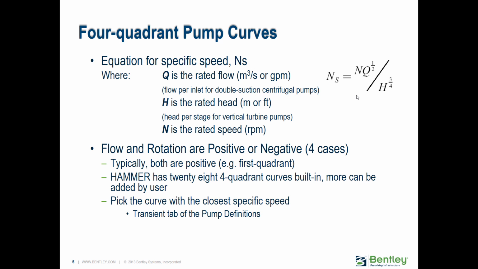Hammer has a collection of default specific speeds that you can pick from, and we'll see that in a moment. And when you pick that, it's basically telling the program to use a certain shape for that four-quadrant curve. So it applies that shape. It's like a dimensionless curve that it's applying to your initial conditions, flow, head, and speed to construct the representation of how Hammer will treat that pump when it needs to operate in those other quadrants.